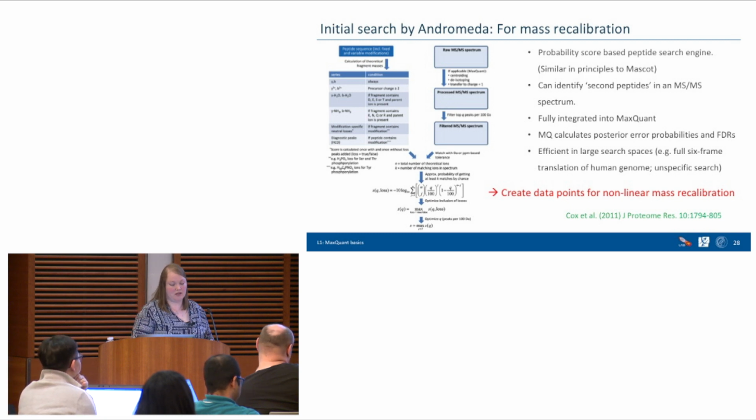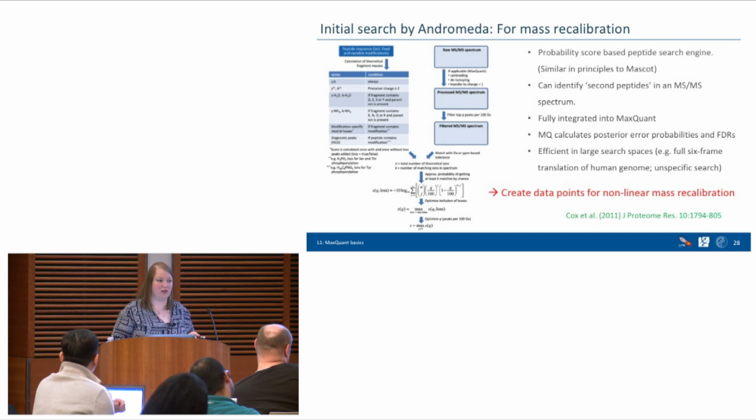It's working nicely on large search spaces, and you can also do unspecific search. Again, here you don't analyze all data in your raw file, you just take a portion of it in order to get enough recalibration points. Also, we don't calculate the FDR at this point. For this recalibration point identification, we take about a score of 80.